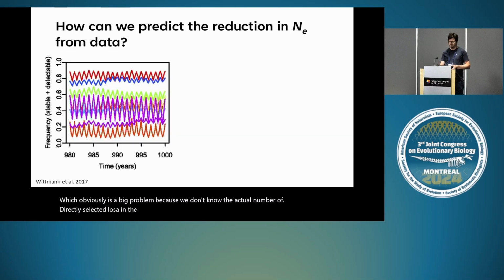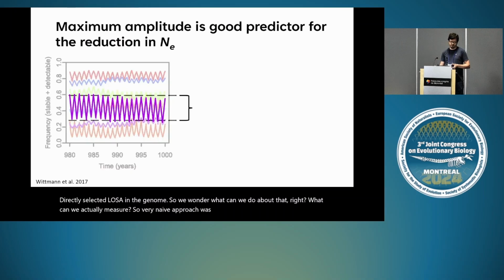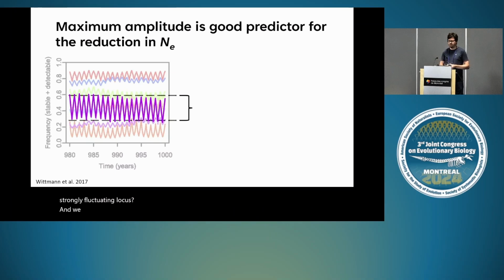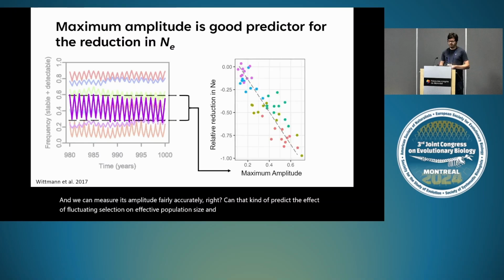So we wondered what can we do about that, right? What can we actually measure? A very naive approach was, what if we just know the most strongly fluctuating locus and we can measure its amplitude fairly accurately? Can that predict the effect of fluctuating selection on effective population size? And it turns out it's actually a very good predictor.